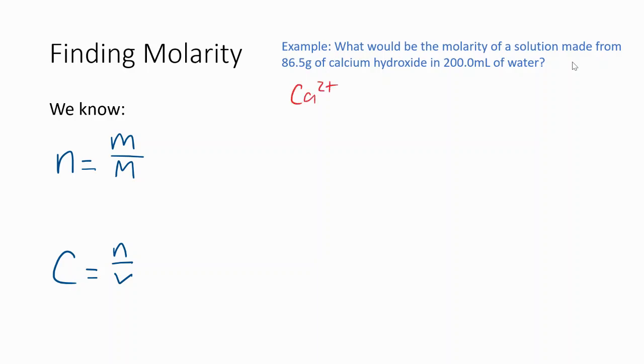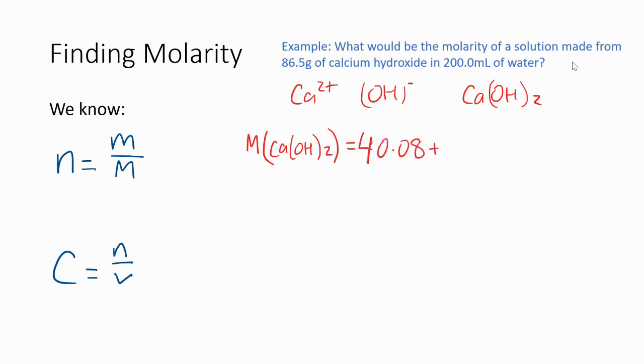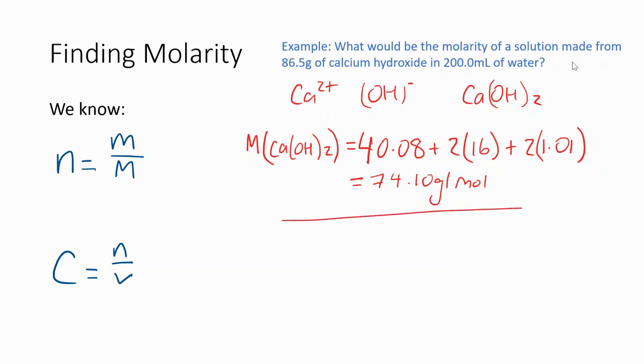Well, what's the formula for calcium hydroxide? We know calcium has a +2 charge and hydroxide has a -1 charge. So our formula is going to be Ca(OH)2. And now we need to find the molar mass of calcium hydroxide. So first we're going to add 40.08 for calcium, and we've got 2 times 16 for our oxygen and 2 times 1.01 for our hydrogen. Altogether, that's going to make 74.10 grams per mole. So that is our molar mass for calcium hydroxide.